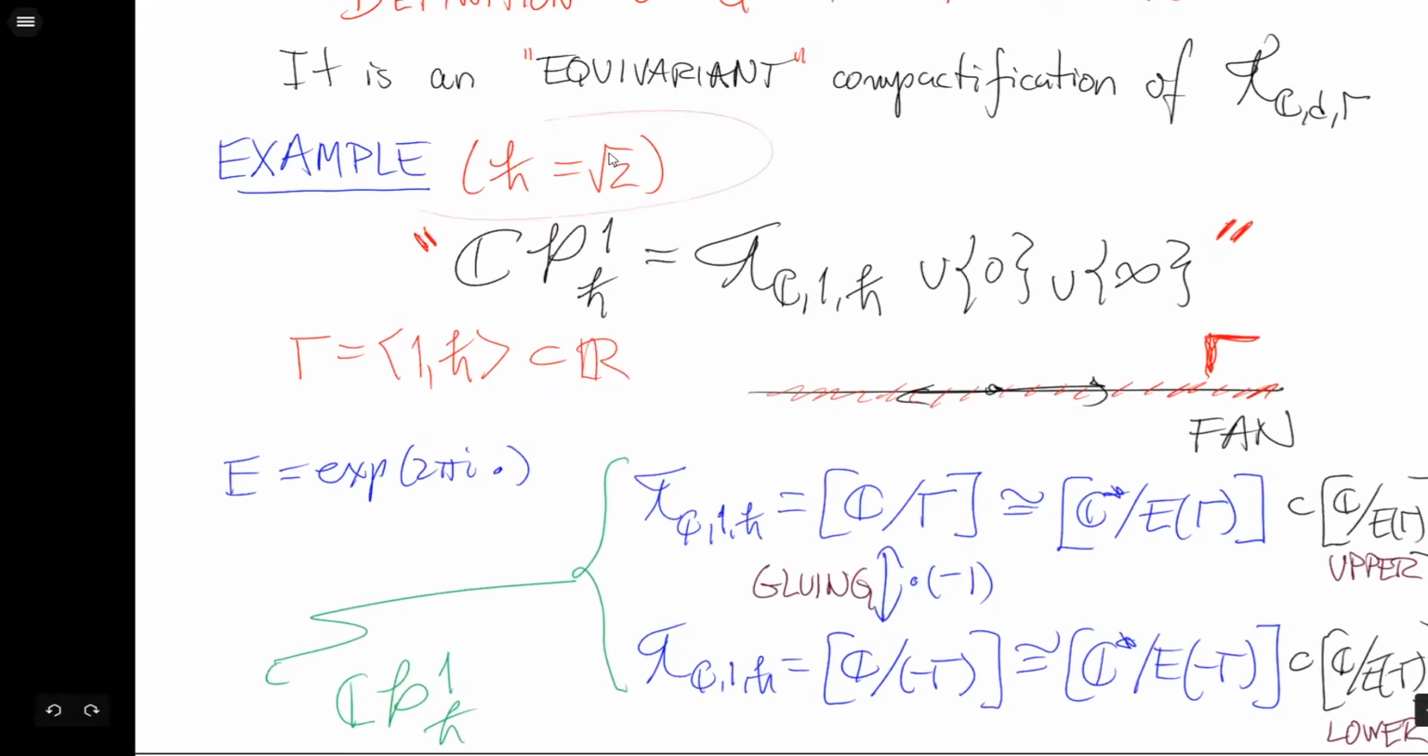So let's take h bar equals square root of 2, the irrational case, and let's produce CP1 square root of 2. Intuitively, it has to be the complex quantum torus, and then 2 additional points to compactify it. More precisely, let me take the quantum lattice 1, h bar inside of R. This quantum lattice lives inside of R1.